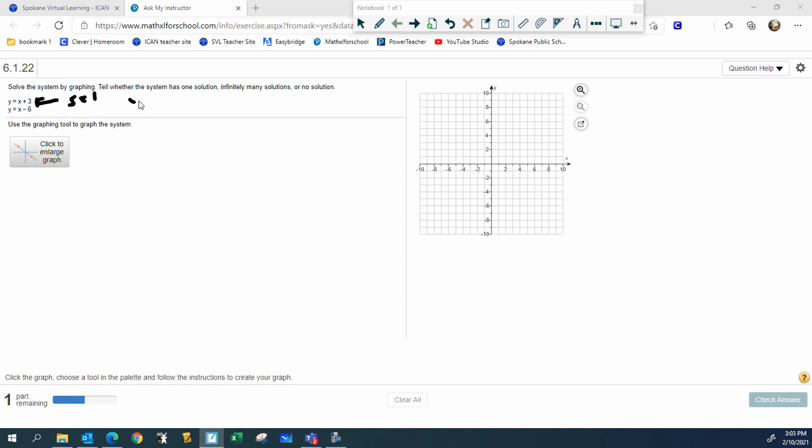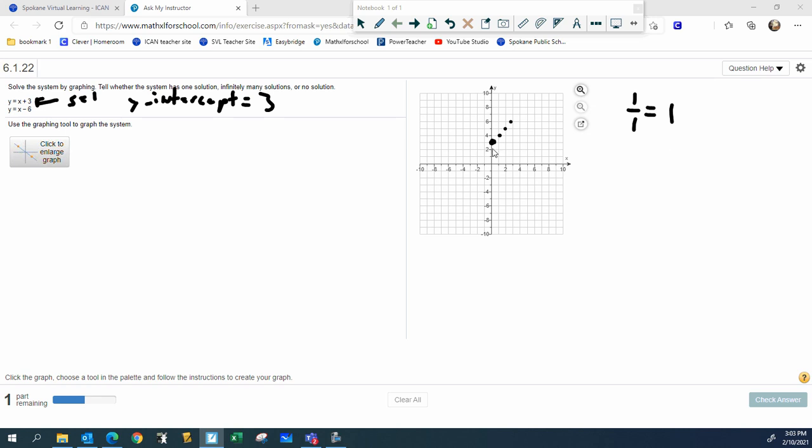Plus 3 means the y-intercept is 3. So what we do is we plot the point 3 where it crosses the y-axis, and then we count up 1, right 1, up 1, right 1, up 1, right 1. If you count up 1, right 1, that's rise over run, 1 over 1 equals the slope of 1.